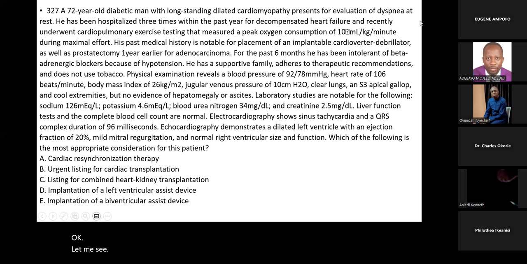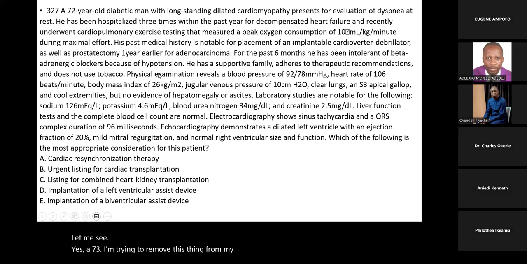I'm trying to remove this thing from my screen. It's blocking the question.